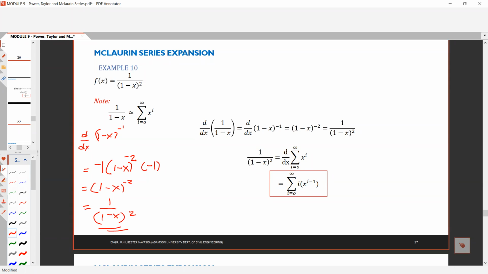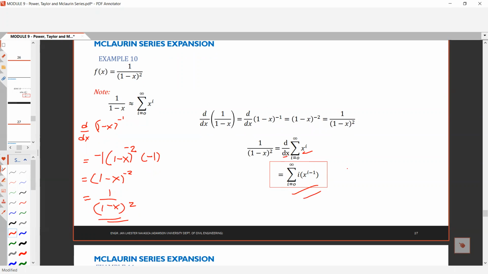So, taking the derivative of both sides, therefore, that is 1 over 1 minus x squared, derivative of x raised to i. So, x raised to i is differentiable since we are differentiating with respect to x. So derivative of x raised to i is simply i x raised to i minus 1. Okay? So ito na yung final answer natin.